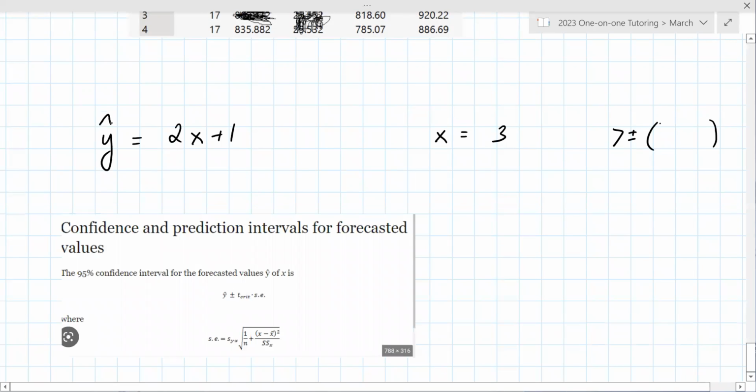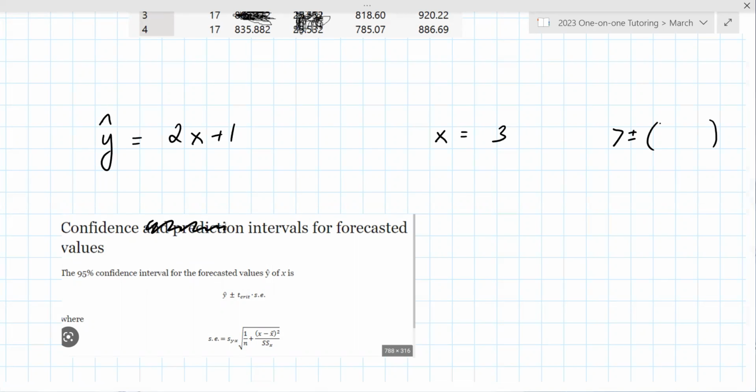You get a y hat value, but then based on your confidence interval, you have to multiply by the standard error. The standard error is this down here. All of this comes from your regression table. Okay. And it's a confidence and a prediction interval. They're separate though. The one here is a confidence interval for forecasted value, and then there's a prediction interval.